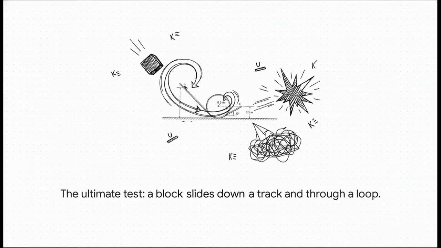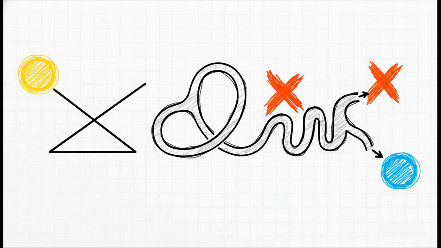Okay, time for the boss battle, the ultimate test. Check this out. We've got a block that slides down a ramp, goes through this insane loop-the-loop, and then flies off another ramp. I mean, can you imagine trying to solve this with kinematics? It would be an absolute nightmare of changing forces, angles, everything. But here's the magic trick.